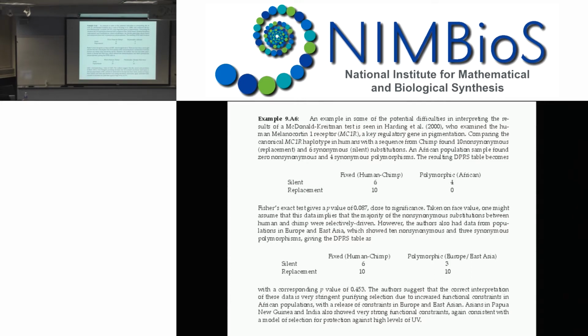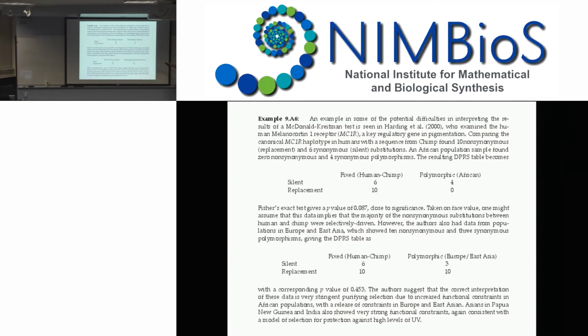However, let's take that same data, human and chimpanzee, and now have my polymorphic sample be individuals from Europe and East Asia. I see 13 polymorphisms. Now I have a very non-significant p-value. Why? I've got no replacement polymorphism in Africa, but significant replacement over here in Europe and Asia. Why? Relaxation of selection constraints.